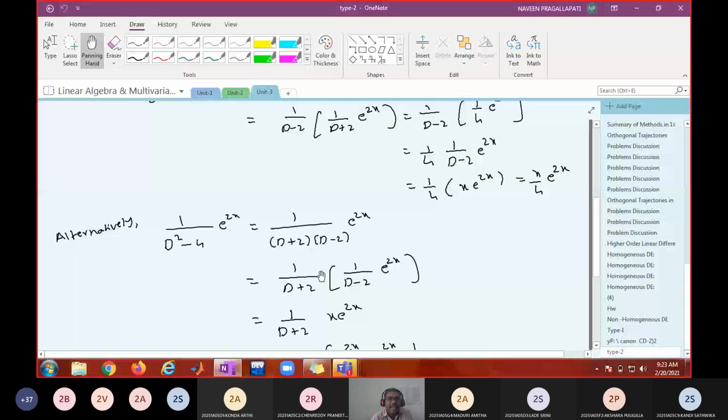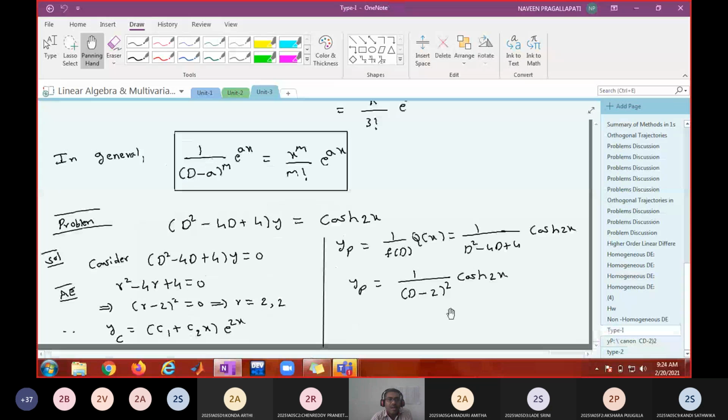And using type 1 and type 2, we have solved one problem of this type: (D square minus 4D plus 4) of y equal to cosh 2x. And we computed a complementary function by solving the homogeneous differential equation. Okay, and depending on the roots, we write the general solution, that we write as the complementary function or yc. Then we found a particular integral, and f(D) is nothing but D square minus 4D plus 4, and this is (D minus 2) whole square of cosh 2x.